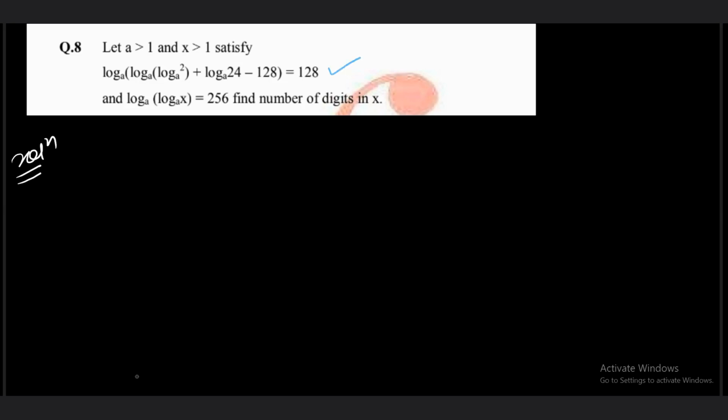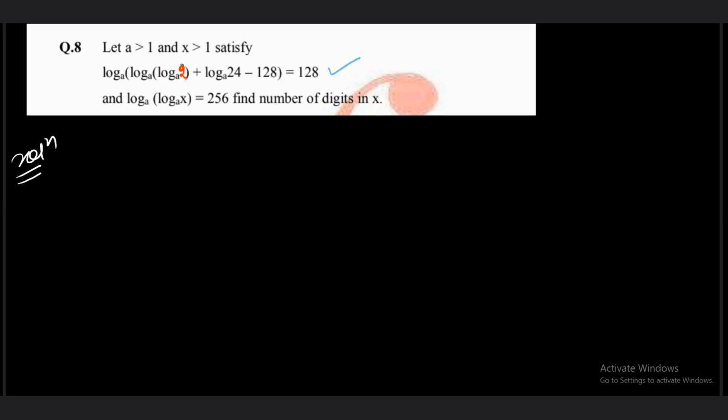Here is the first equation: log to the base a, log 2 to the base a. This is not square, this is the number. Log 2 to the base a plus log 24 to the base a is a raised to the power 128 plus 128. And the second equation is log to the base a, log x to the base a is 256. The question says find the number of digits in x.